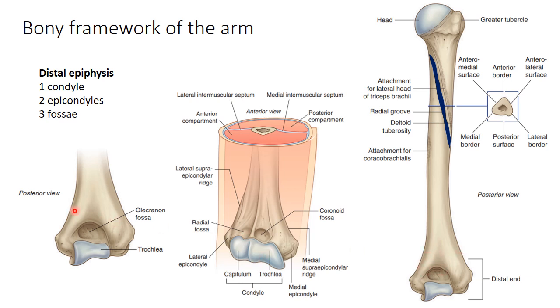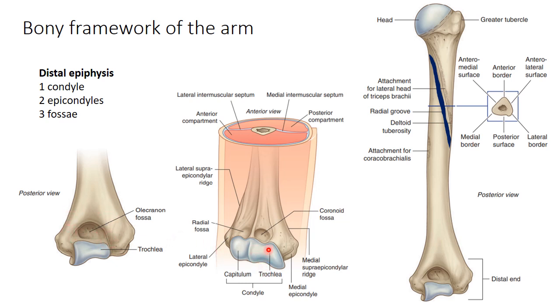Okay, distally we have the rule of 1, 2, 3. This is a rule to help you memorize the structures and bony features present on the distal epiphysis of the humerus. We have one condyle, the articular part of the humerus, two epicondyles, two bony prominences, medial and lateral, and three fossae, two on the anterior aspect and one deep fossa on the posterior aspect.